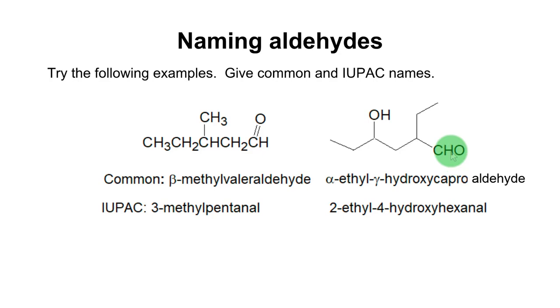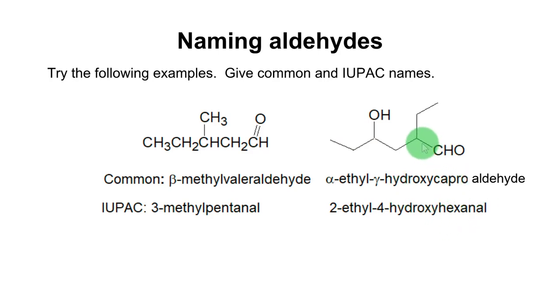Okay, let's switch to this one. This is a little weird because notice that the longest chain is actually 1, 2, 3, 4, 5, 6, 7. But the longest chain that includes the aldehyde carbon, in other words, it starts at the aldehyde carbon, is this one. 1, 2, 3, 4, 5, 6. So it's actually 6 carbons, hexanal.